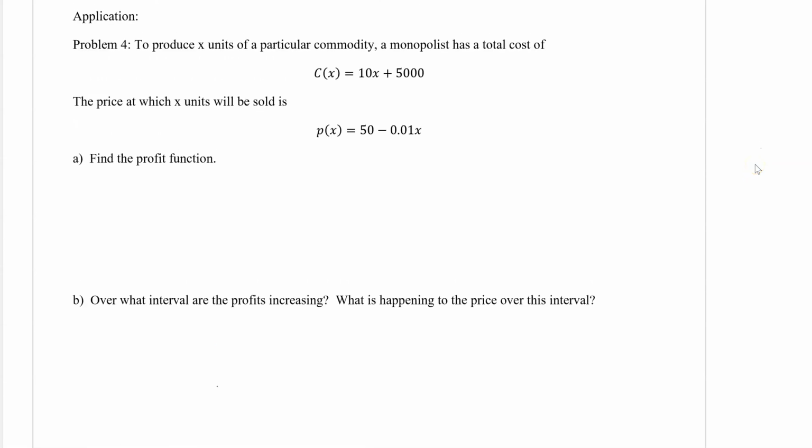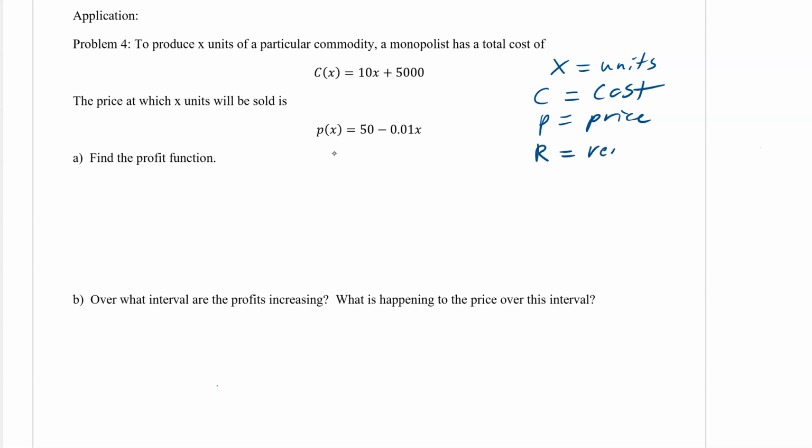All right, so we're going to try an application here of our max and min. And so we have here an X, which is the number of units. And this monopolist has a total cost of C, which is our cost. And then the price at which X units will be sold is P. So P is our price. And then we're also going to need R, which is our revenue.